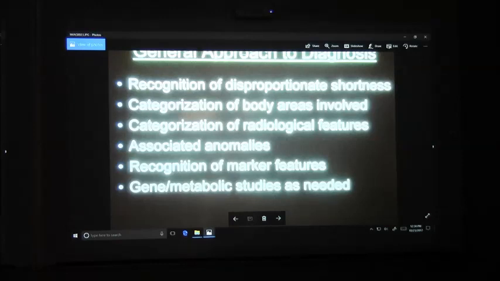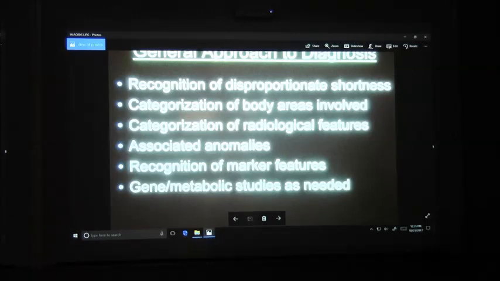The recognition, we're trying to think of an approach to the diagnosis. You first have to recognize that a child is disproportionately short. A standard measurement is good if the shortness is there at that time. And if it's not there, then you need to re-measure the individual periodically. And then we talked about categorization of the body areas involved. We talked about the radiological features that can be pathognomonic and are pathognomonic in almost all the conditions. How important any associated anomalies can reduce the fairly large number of conditions you have to consider. And then the recognition of marker features.